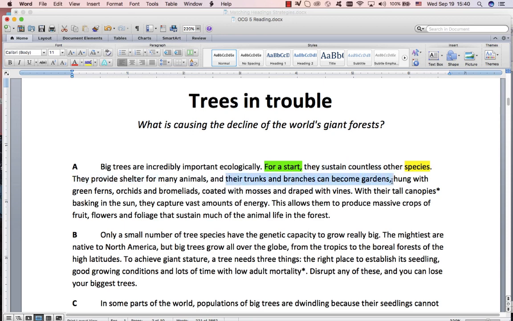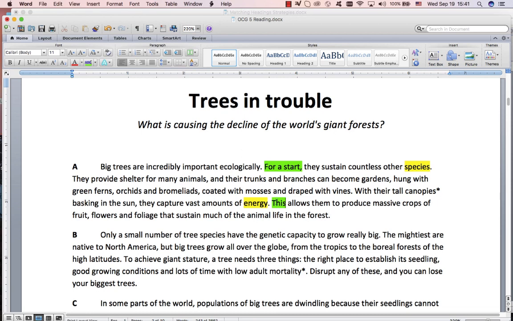Their branches become gardens hung with. This sort of thing, for matching headings, ignore it. It's examples. Don't look at the examples in the matching headings. Vast amounts of energy. This is words that I recognize. These can be important. This is structural language. Reference pronouns. All right. So, what do we see?